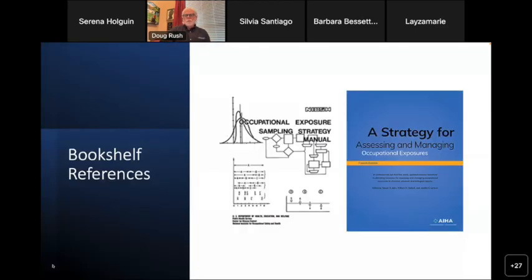So here's a couple of the books that I wanted to show you. The Occupational Exposure Sampling Strategy Manual. I think that's the 77 version that I've been talking about. If you don't have this book here, A Strategy for Assessing and Managing Occupational Exposure, the chart that I just showed you about, all that information's in there. Read that book. Read it, understand it, study it.